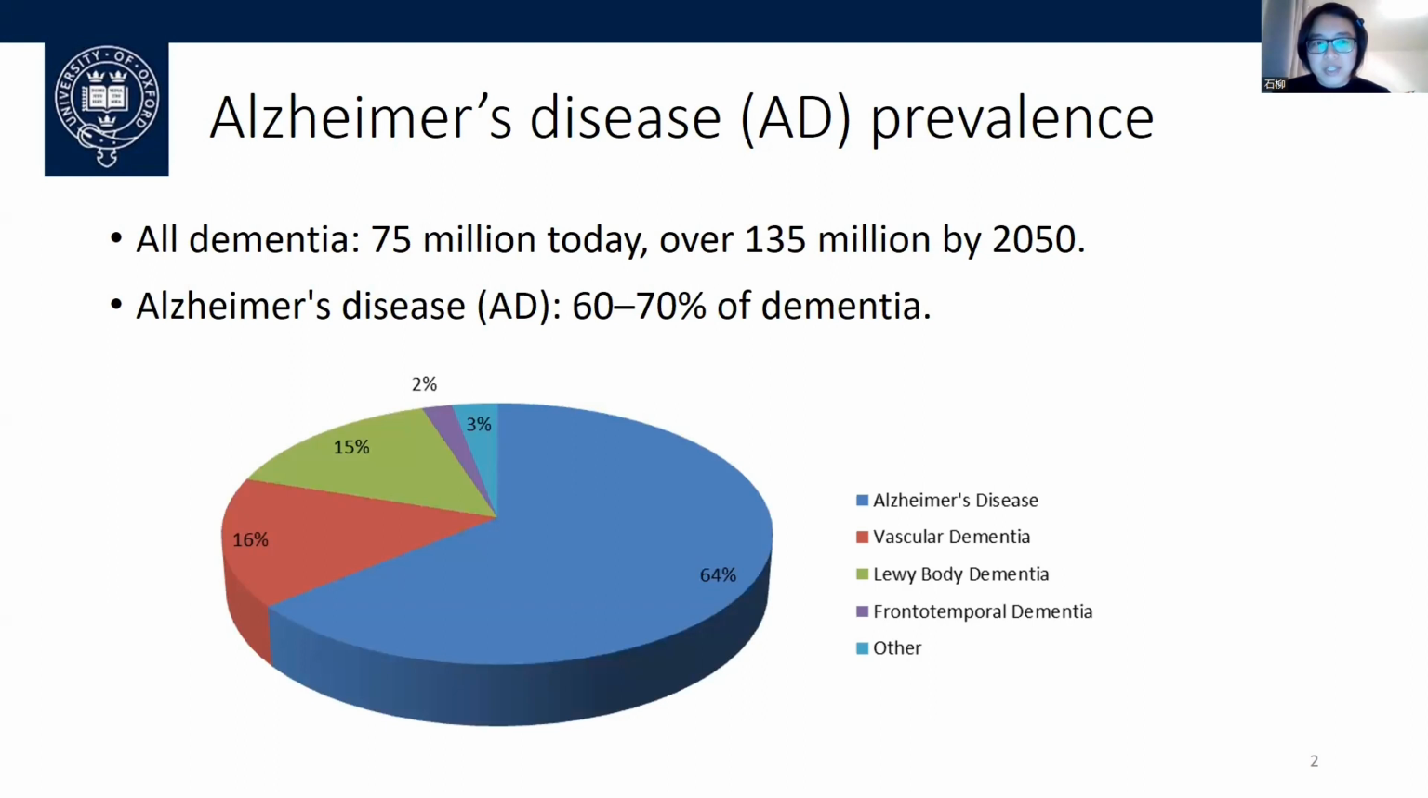Among all the dementias, Alzheimer's disease is the most common, as you can see from this pie chart. The blue color shows Alzheimer's disease, accounting for 60 to 70% of dementia. The rest are vascular dementia, Lewy body dementia, frontotemporal dementia, Parkinson's disease, and so on.